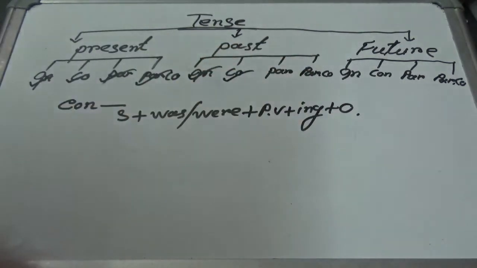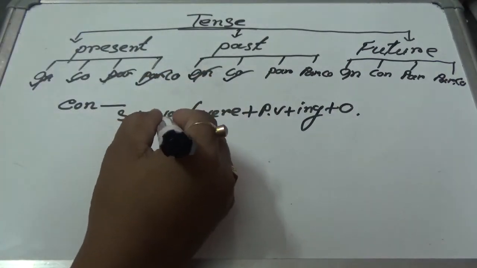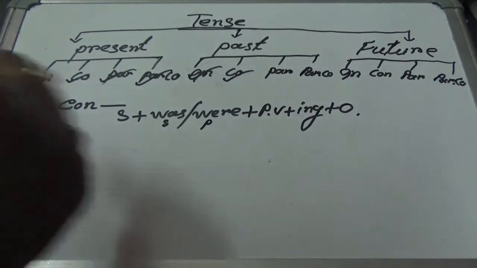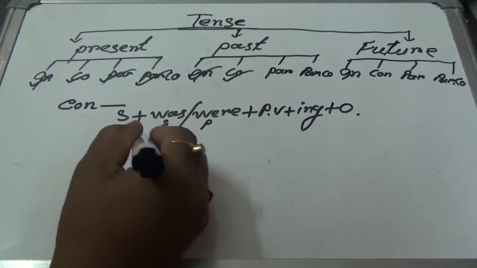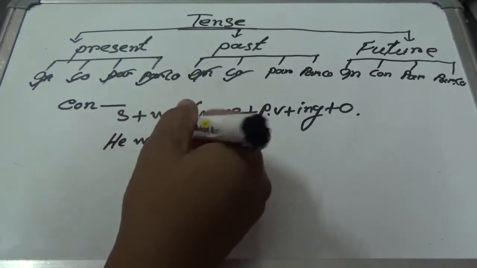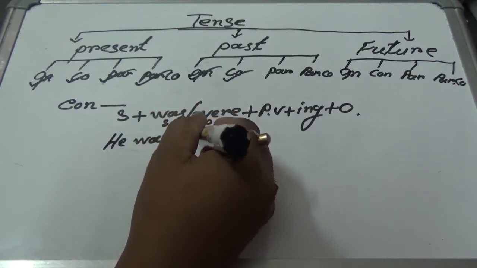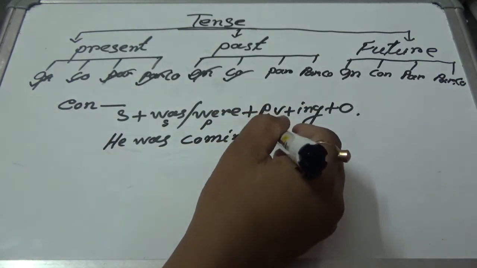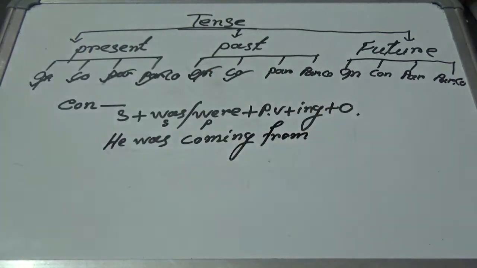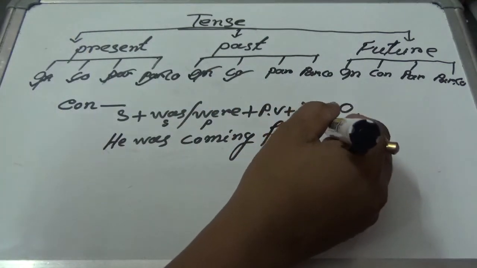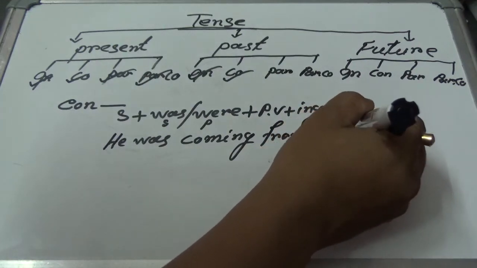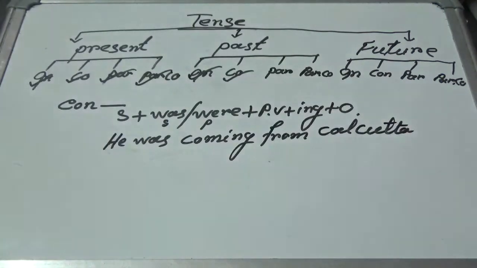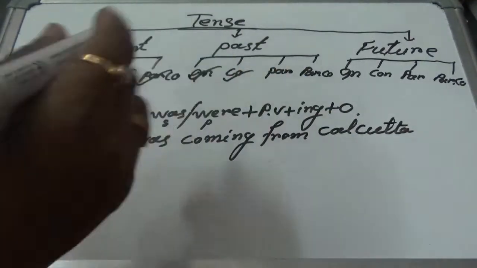Past continuous: S plus was oblique were. Was for singular number, were for plural number. S plus was oblique were plus PV plus ING plus O. He was coming from Kolkata.